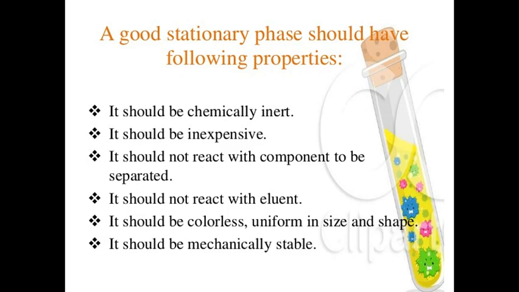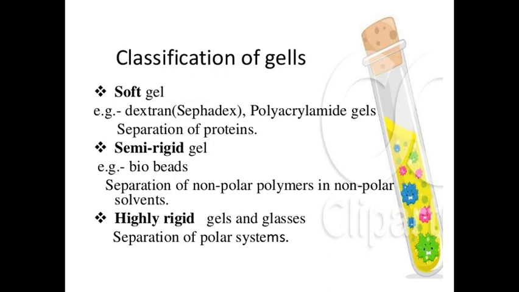It should be inexpensive. It should not react with the component to be separated. It should not react with the eluent. Whatever mobile phase or eluent solvent you utilize to separate these molecules, your stationary material should not react with that. It should be colorless, uniform in size and shape. It should be mechanically stable.